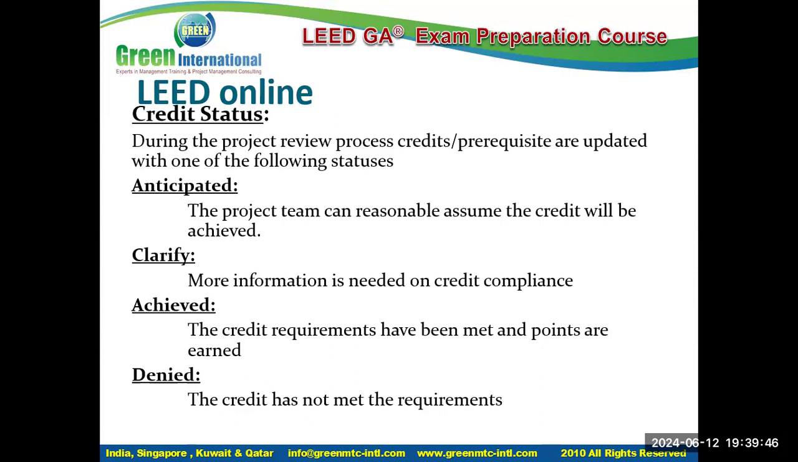So that kind of credit, they will hold it. They will wait until it is complete. They anticipate your procedure and your documents, everything, but they don't award it now. They keep it in reserve. That's called anticipated. Clarify means they need some more information, so you have to submit the additional information they are asking for.